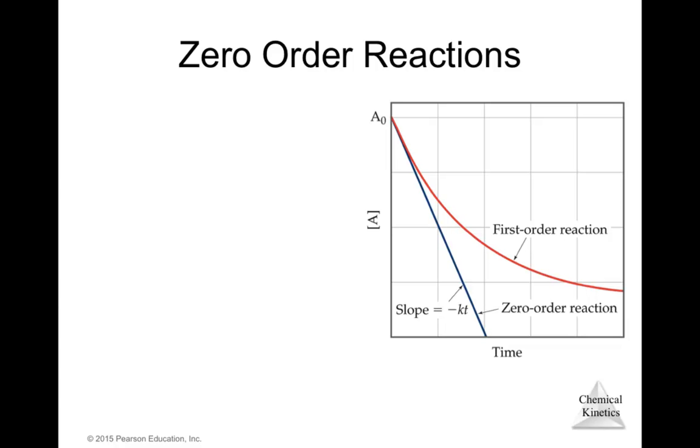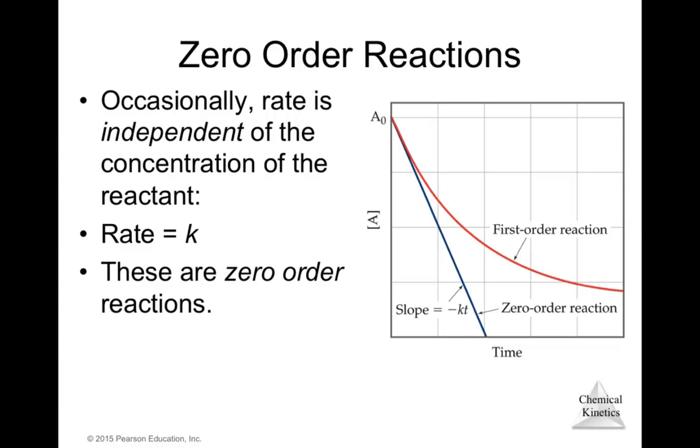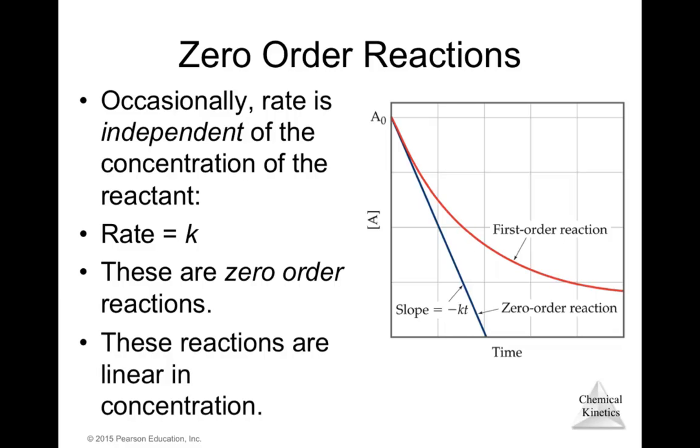We saw in the previous module the first and second order reactions, but we can also find some zero order reactions. This is independent of the concentration of the reactant. The rate is equal to the rate constant. For a zero order reaction, the rate is equal to the rate constant and is basically independent of the concentration. So it's linear with respect to the concentration, but the rate doesn't depend on concentration. It just depends on the rate constant for zero order reactions.